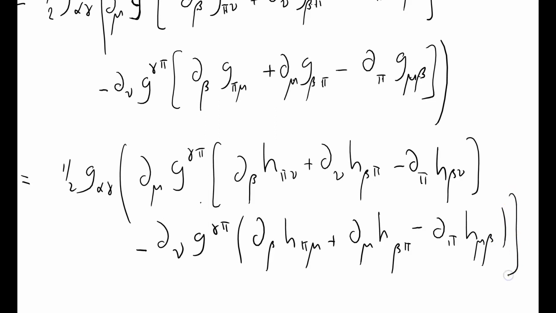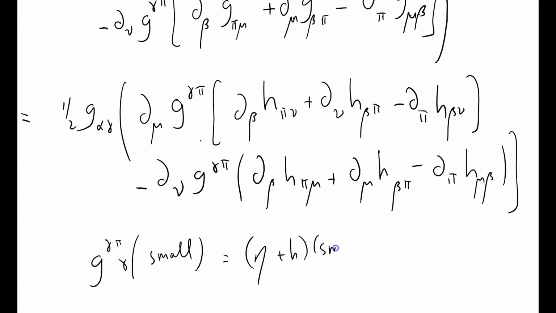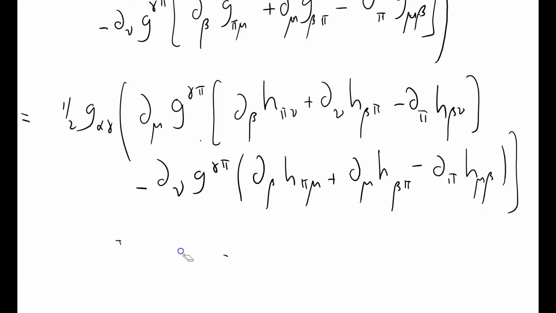And now I observe that these terms here, these differentials of h, they're small. So that means that I can ignore departures from the flat space metric. Let me rephrase that. Let's just have a look at the first term. We've got g gamma pi times something small. Times something small. That's just the first term there. Equals eta plus h times small. And that means that I can ignore that term there. And that means that I can replace this g here with an eta, which is quite nice. I'll get rid of that. Just replace it with an eta.